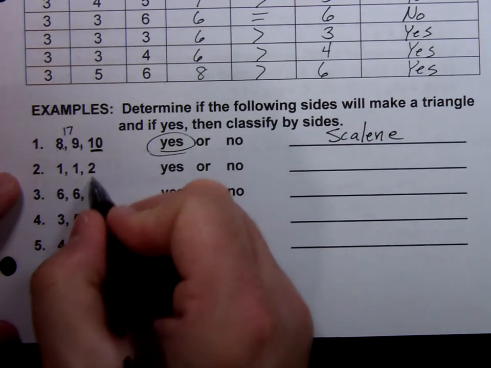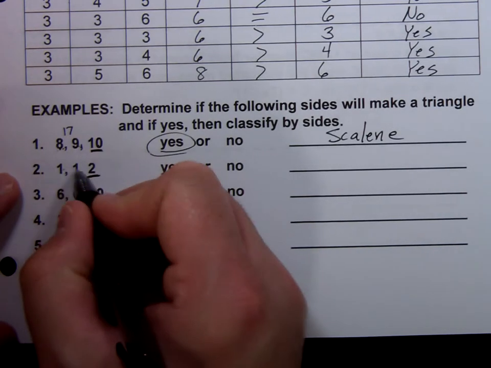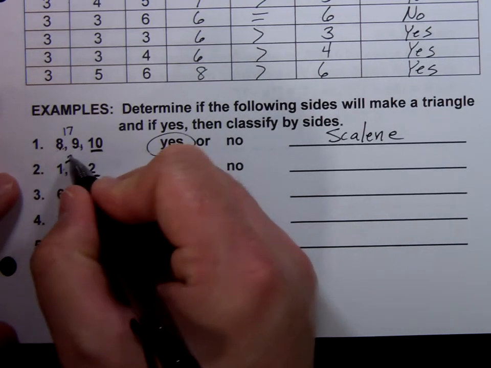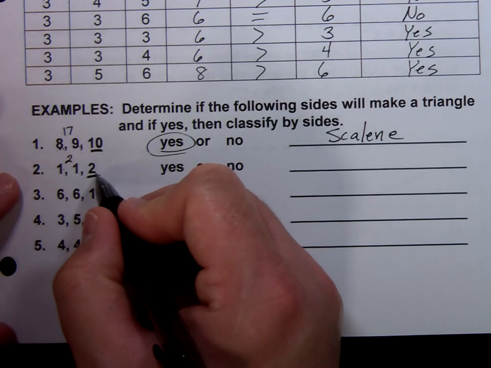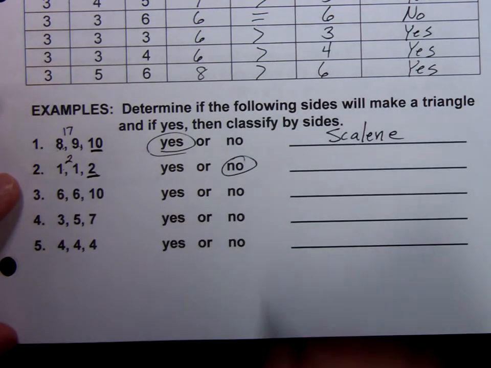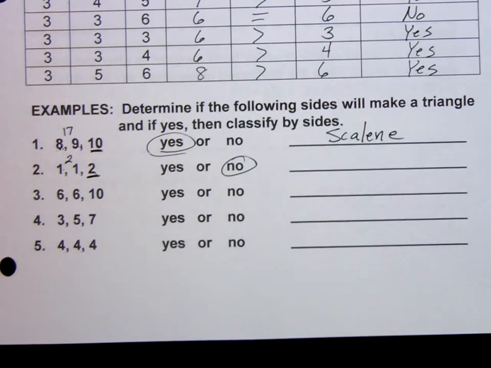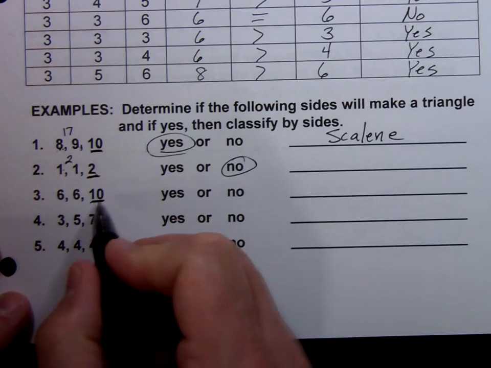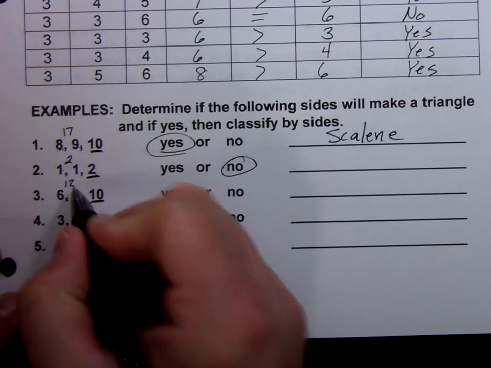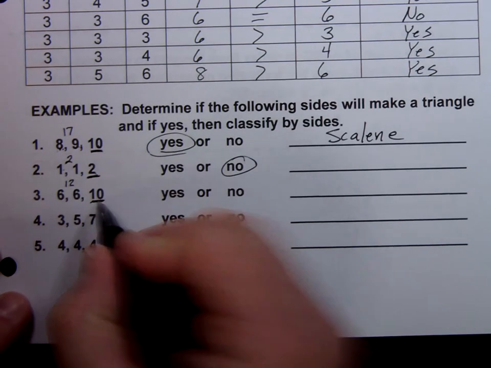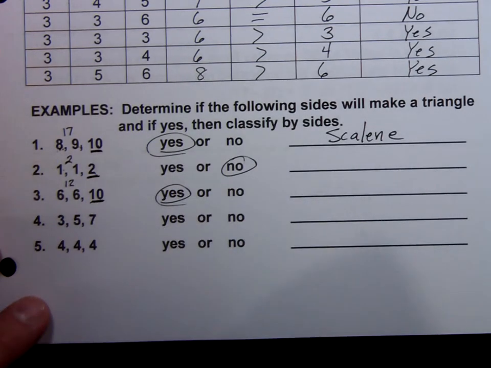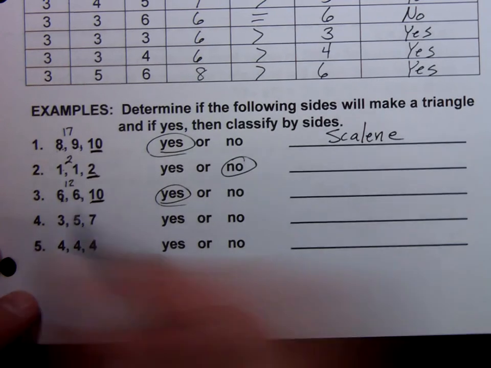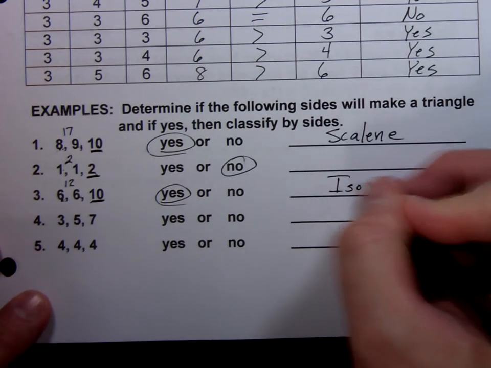Okay, number 2, here's the longest side. The sum of the two smaller ones is 2. That is not greater than the longest side. That's equal to. That doesn't work. No, you can't make a triangle out of that. And obviously, we're not going to classify if it's not a triangle. You can't classify the type of triangle. It's not a triangle. Okay, number 3. 10 is the longest side. 6 and 6 adds up to 12. So the sum of the two shorter is greater than the third side, so yes, that makes a triangle. I have two sides that are the same, so that makes this isosceles.